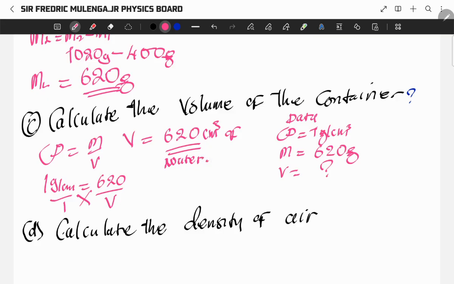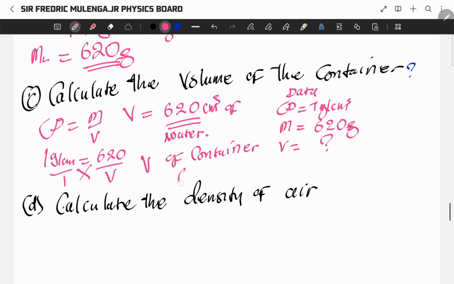If this is the volume of liquid that was poured in that container, that bottle, perhaps that bottle can have a capacity of 620. So the volume of that container is the same as the volume of liquid that was poured there. So it will still be 620 centimeter cubic.